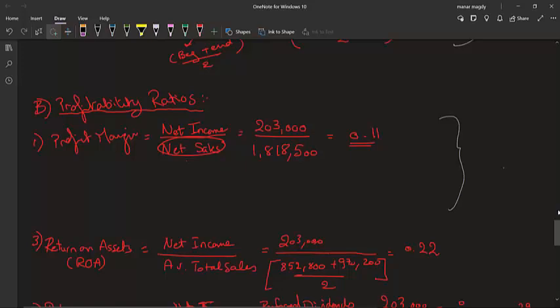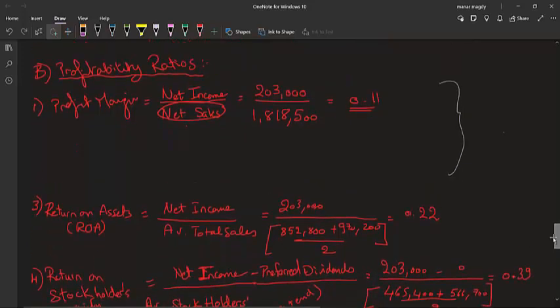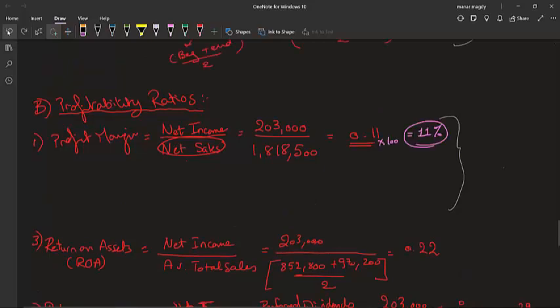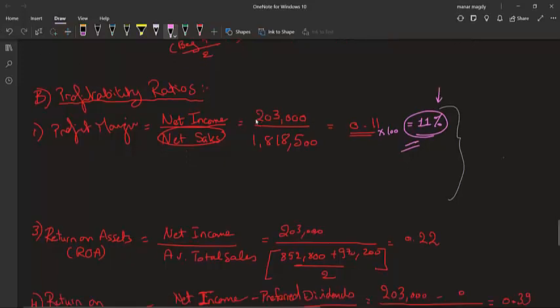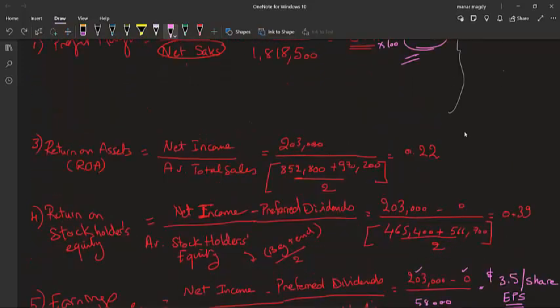Profitability ratios. Profit margin, here it is a percentage. Okay. So you multiply it by 100 and you get 11% profit margin. هامش الربح دايما احنا بنقوله بشكل percentage. 11% هامش ربح. ال ROA percentage برضو فنضربه في 100 يبقى equal 22%. Return on stockholders' equity هيبقى نفس الحكاية نضربه في 100 equal 39%.